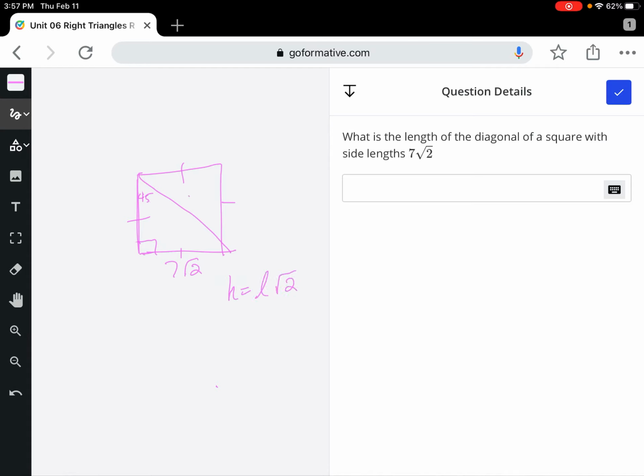The only thing I know about a 45, 45, 90 is the hypotenuse is equal to the leg times radical 2. Here, this is the hypotenuse of my right triangle. My leg is 7 radical 2, so it's going to be 7 radical 2 times radical 2. Radical 2 times radical 2 is 2, so it has to be 14.